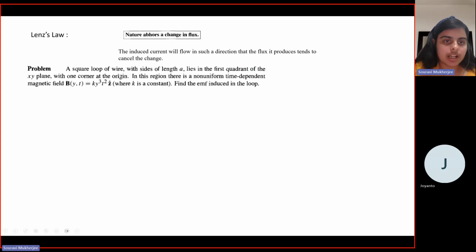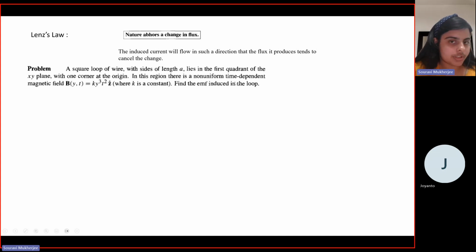Okay. So now let us try to solve some questions based on this rate of change of flux and try to find EMF in different conditions. Okay. And these are pretty standard questions which can come in different exams or assignments. So here it says that you have a square loop with some side A, which lies in the first quadrant. Now it says that you have a non-uniform time-dependent magnetic field.